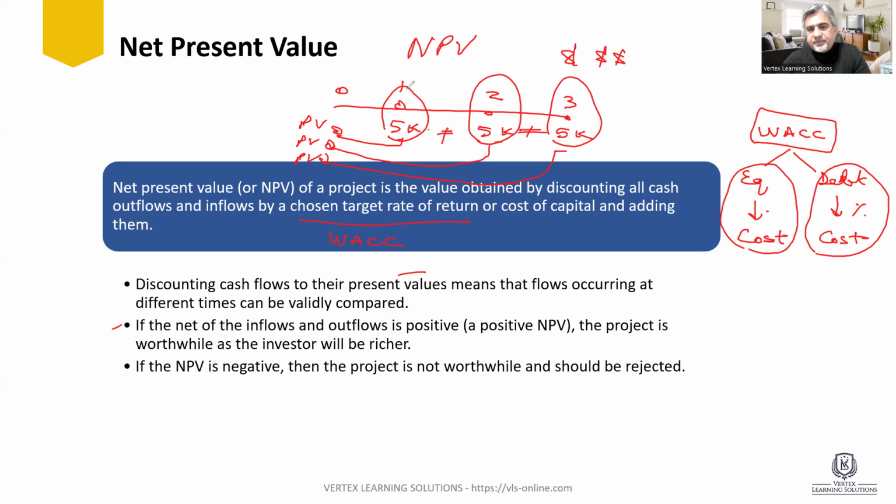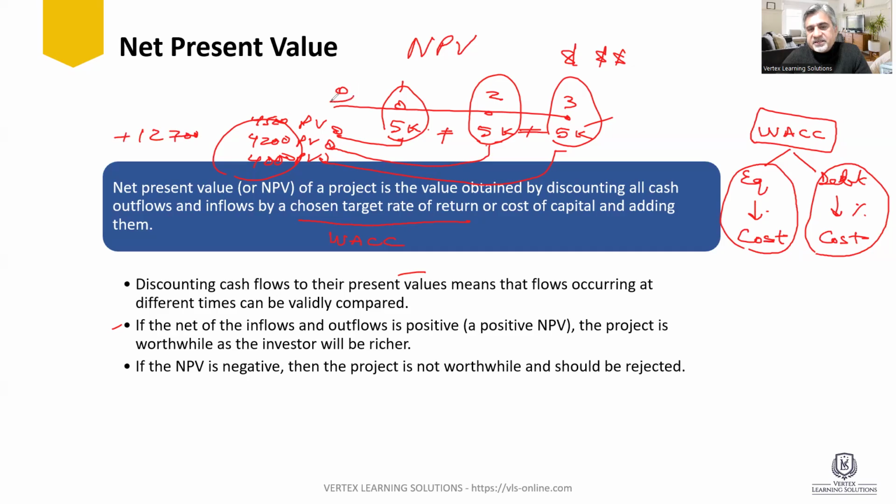So because this is a positive inflow, maybe this 5,000 will be called as 4,500. This 5,000 will be called as 4,200. And this 5,000 probably is 4,000. So you will add up these three cash inflows. This is like 12,700, which is positive.